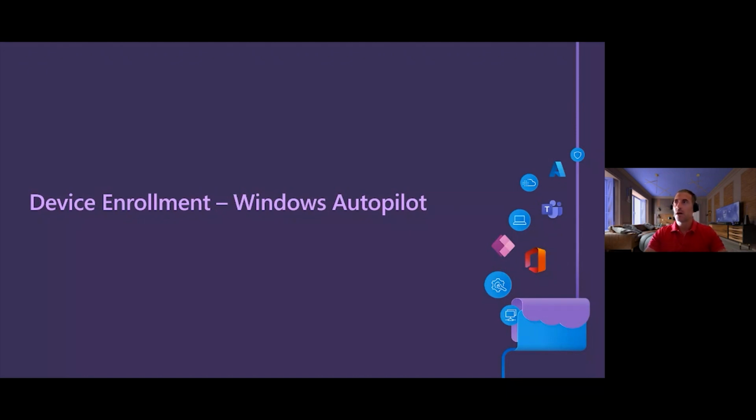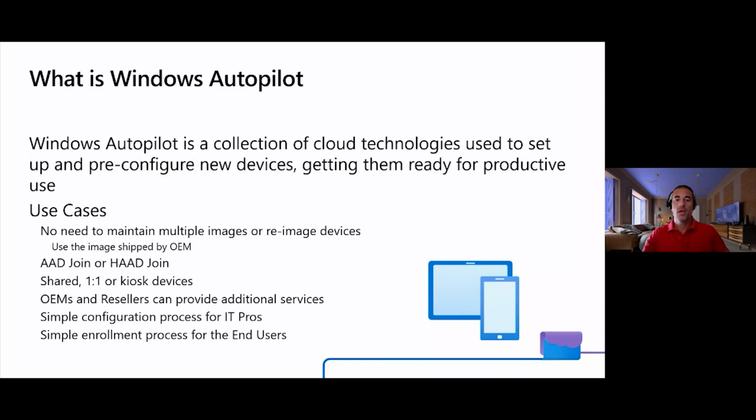Let's talk now about Windows Autopilot. So Windows Autopilot is essentially an evolution of the Windows deployment process. Windows Autopilot is a collection of different cloud services, different cloud technologies that enables customers to set up and pre-configure new devices to get them quickly ready for productive use.